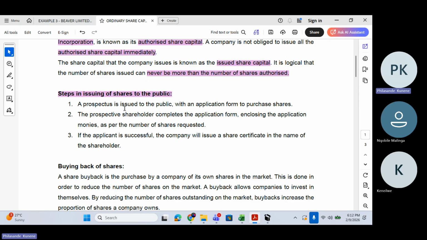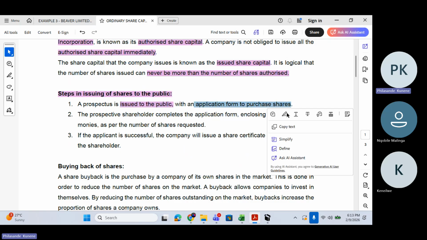Number one, a prospectus is issued to the public with an application form to purchase the shares. So you have to apply first before you can buy shares at Shoprite, at Sasol, or whichever company you are interested in buying shares in. You have to apply, and then they will approve your application before you initiate the process.